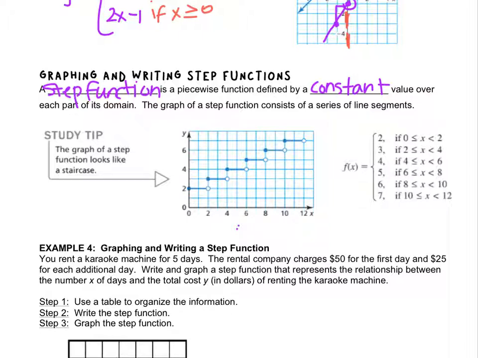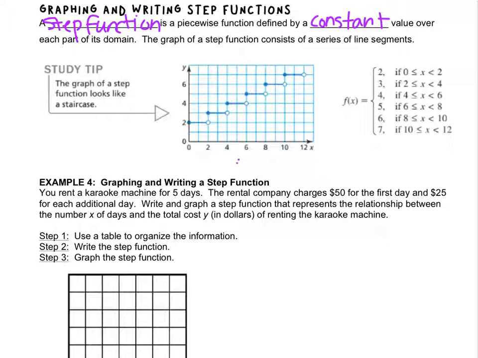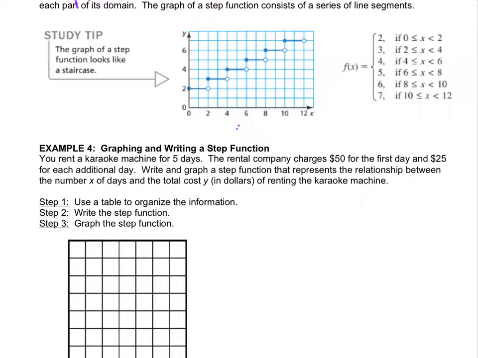Let's make one. In example 4, you rent a karaoke machine for 5 days. The rental company charges $50 for the first day and $25 for each additional day. Write and graph a step function that represents the relationship between the number of days and the total cost of renting the karaoke machine. So we have got a couple of things going on.